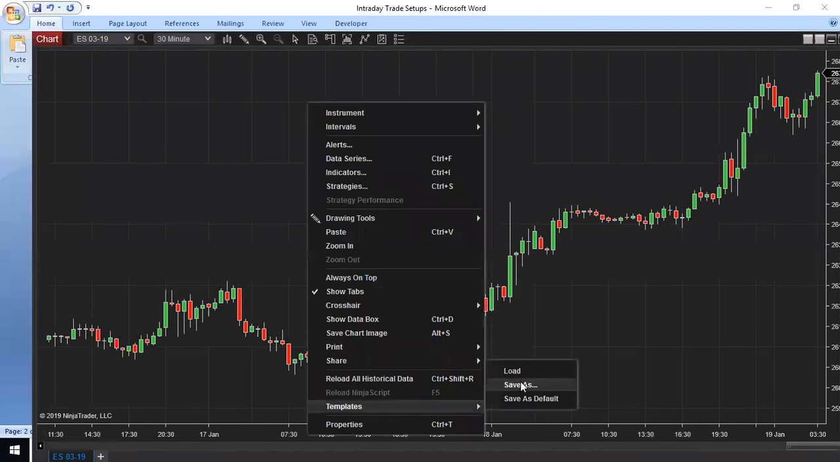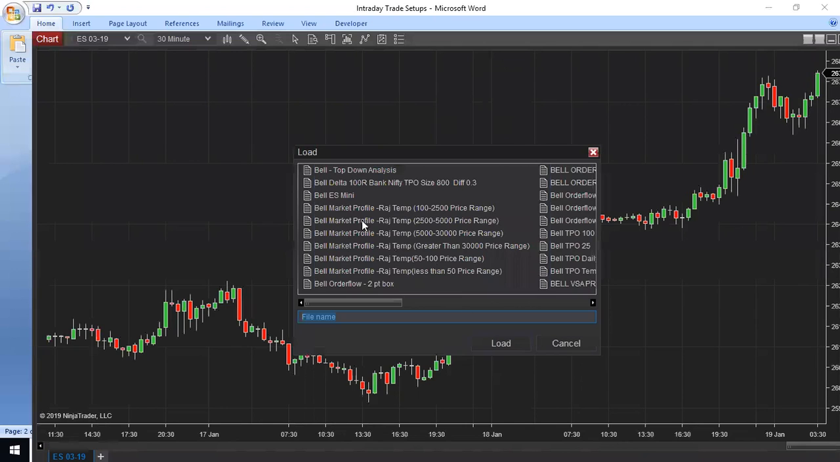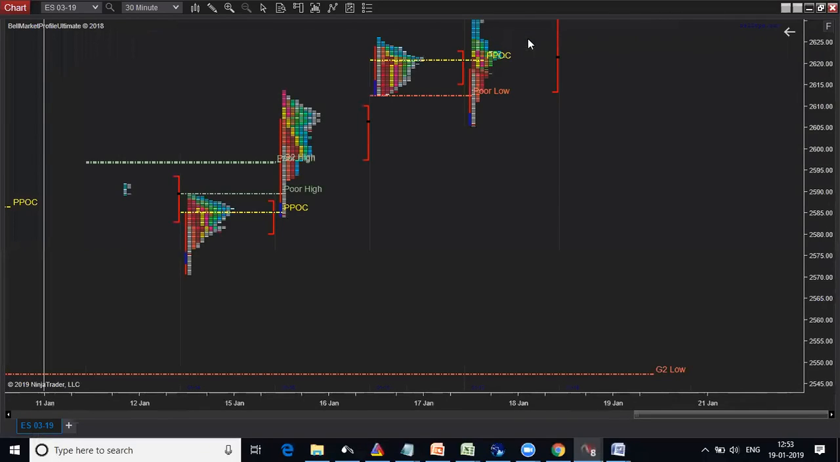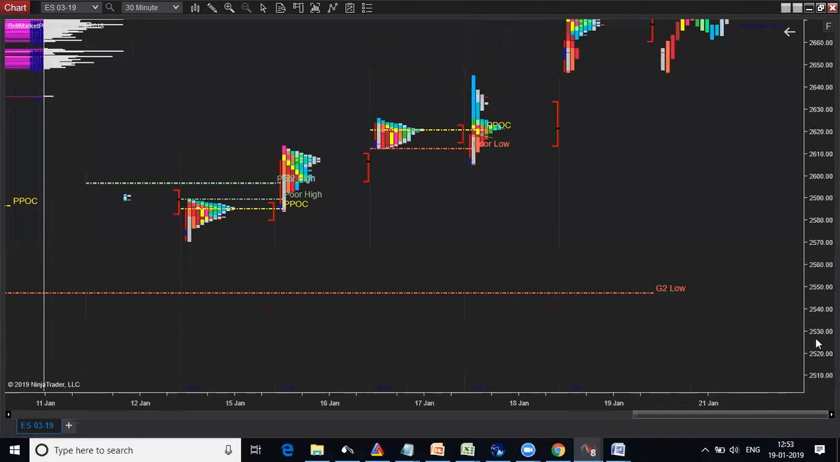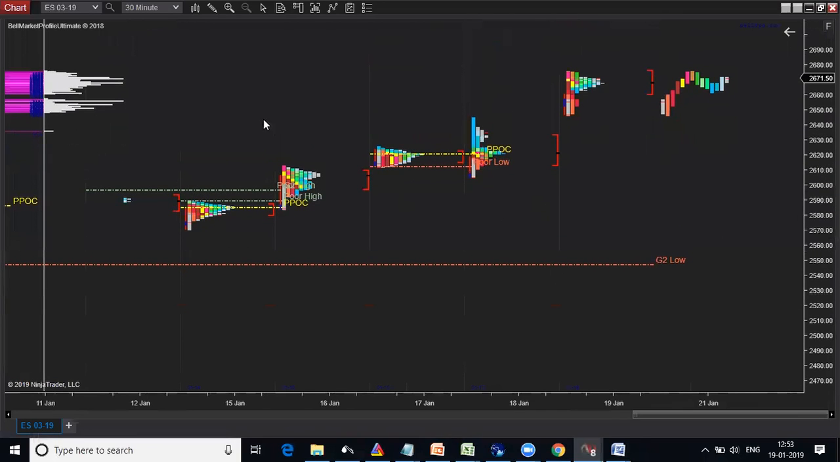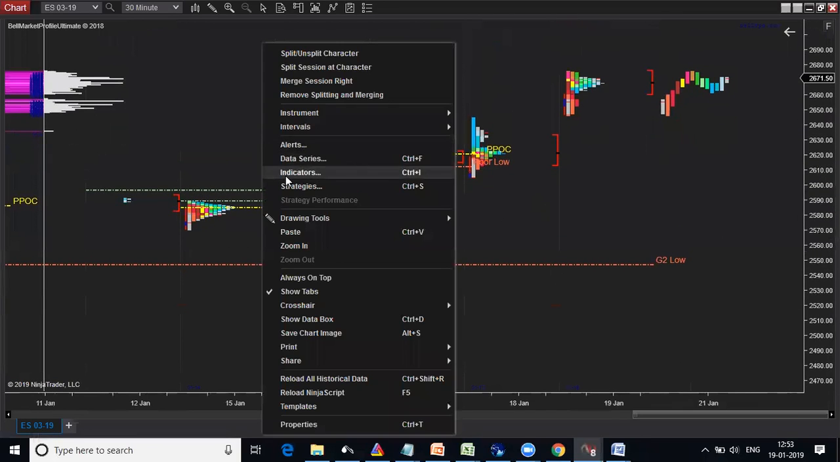Template load ES Mini. If you remember ES Mini charts, I think we discussed last week about the back-to-back G3 high and G3 low, right? So maybe I'll right click, I'll go to indicators.